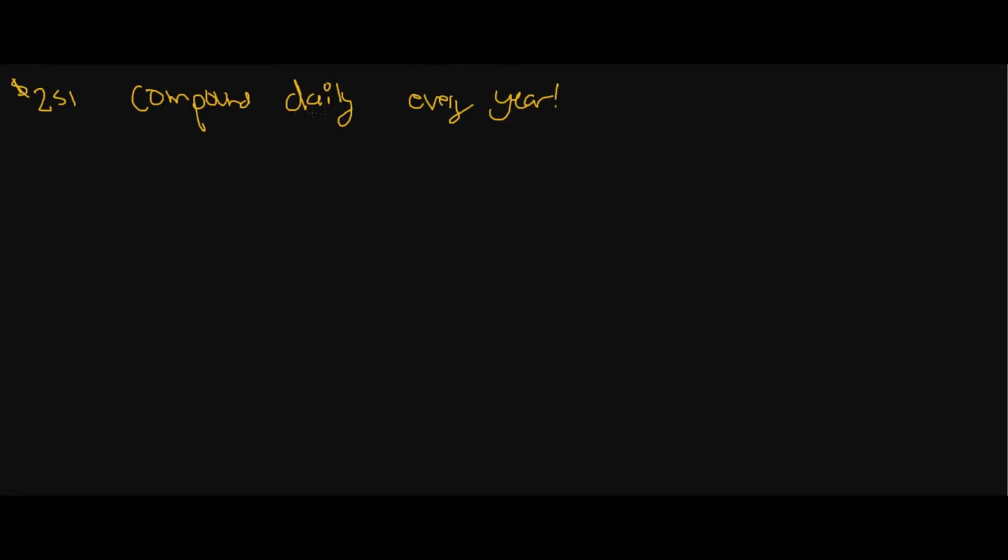Well, compounded daily, ask yourself, how many days are in a year? Let's not get too crazy with leap years and so on. Let's just say we have consistently 365 days in a year. So that means compounded daily every year. Oh, I forgot the most important part: at a 12% rate.